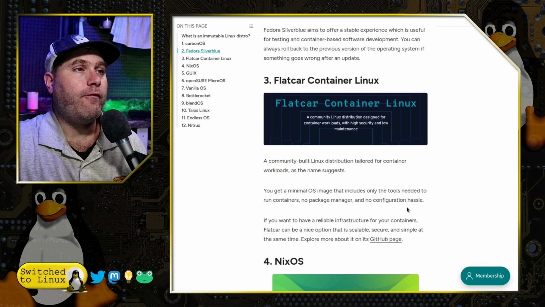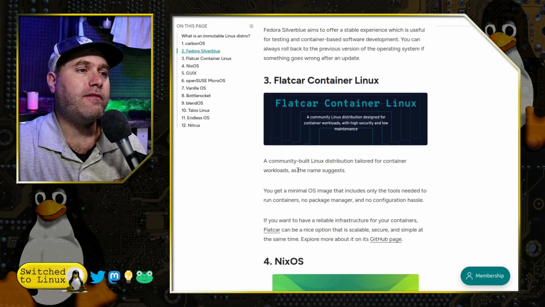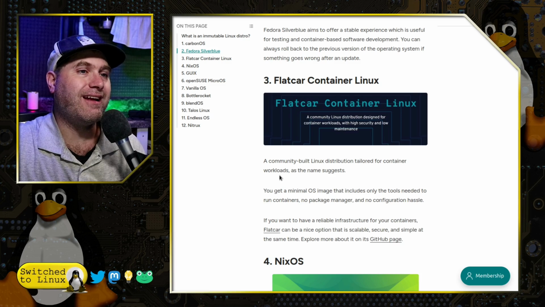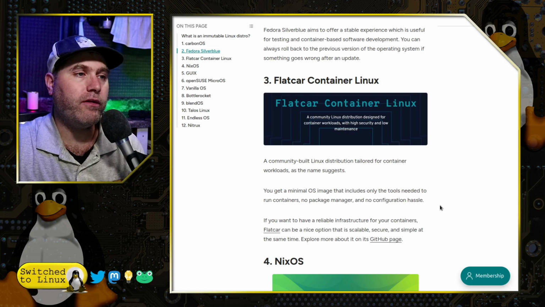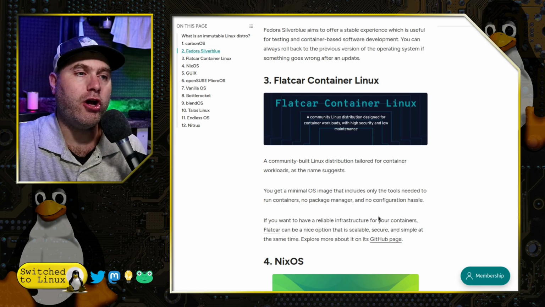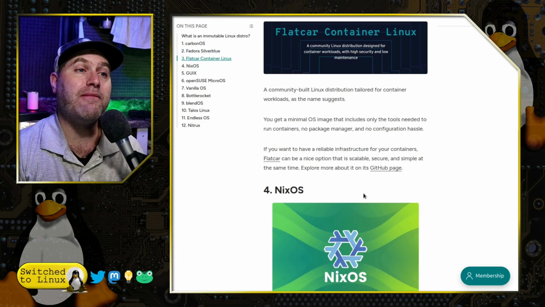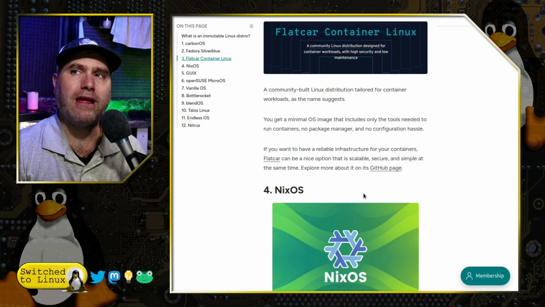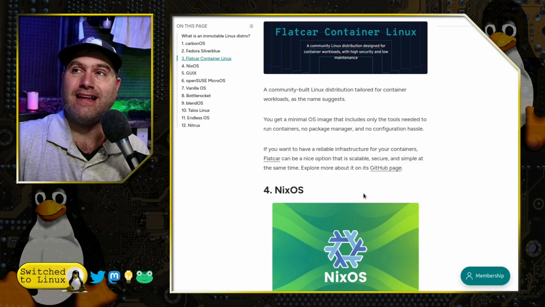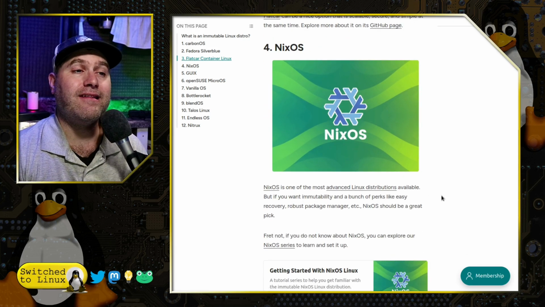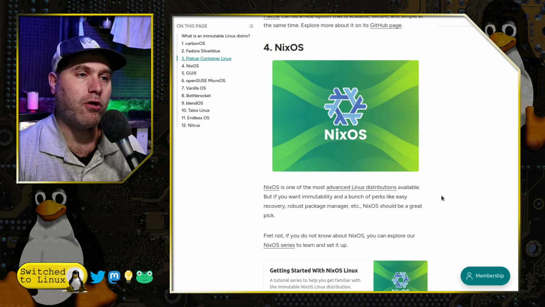We have Flatcar. I've never heard of this one. A community Linux-based distribution tailored for container workloads. You get a minimal OS image that contains only the tools needed to run a container, no package manager, and no configuration hassles. So if you want reliable infrastructure, this is the way to go. So probably more for a cloud instance, definitely not a desktop. NixOS is neat. I have a couple of videos on Nix. It is an advanced distribution. It is a lot more complicated to run.